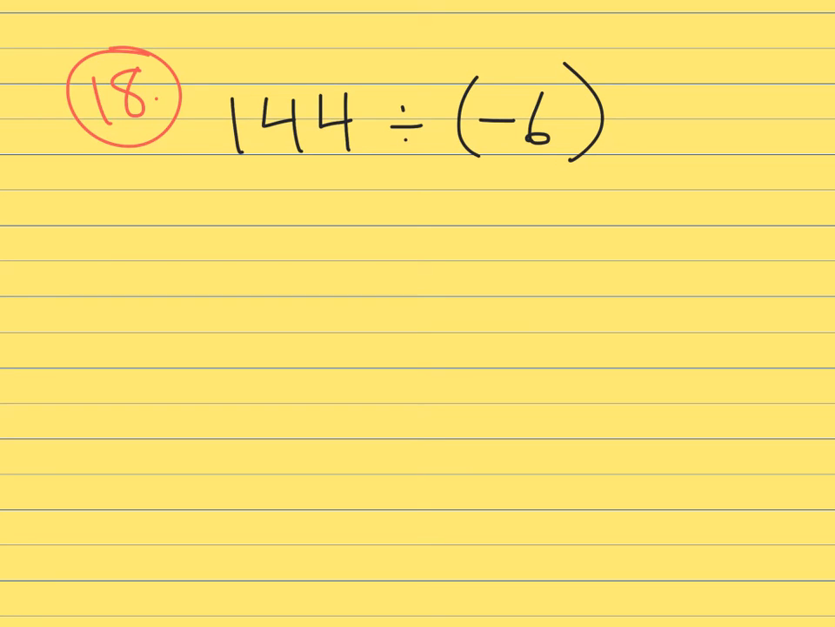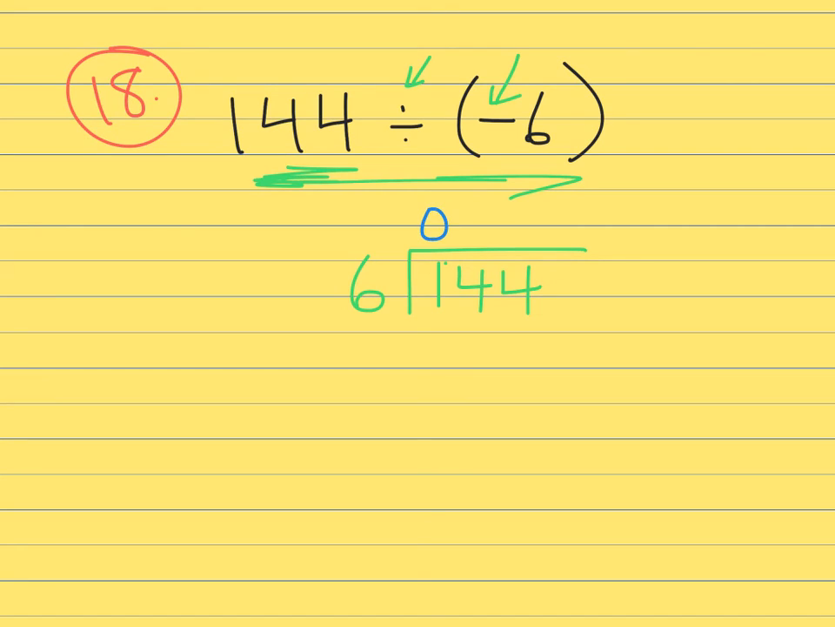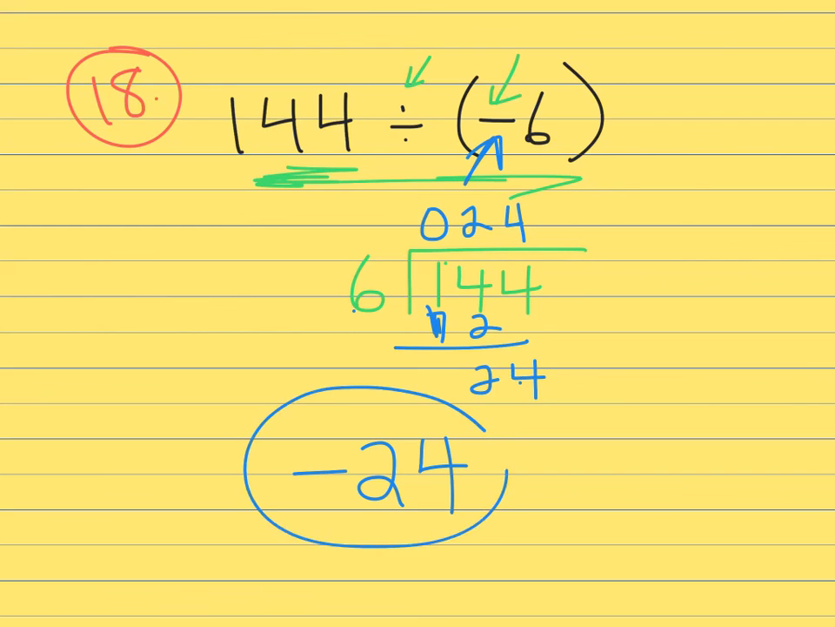This is a division of integers. I notice that there's 1 negative sign. When you divide integers, you divide like normal. So the 144 will go underneath, the 6 will go on the outside because the 144 comes first from left to right. So 6 does not go into 0, it goes into 14 2 times. 12, 2, that's a 12. Okay, so 2 and a 4. 6 goes to 24 4 times. So my answer is going to be 24, and it will be negative because there's only 1 negative sign.